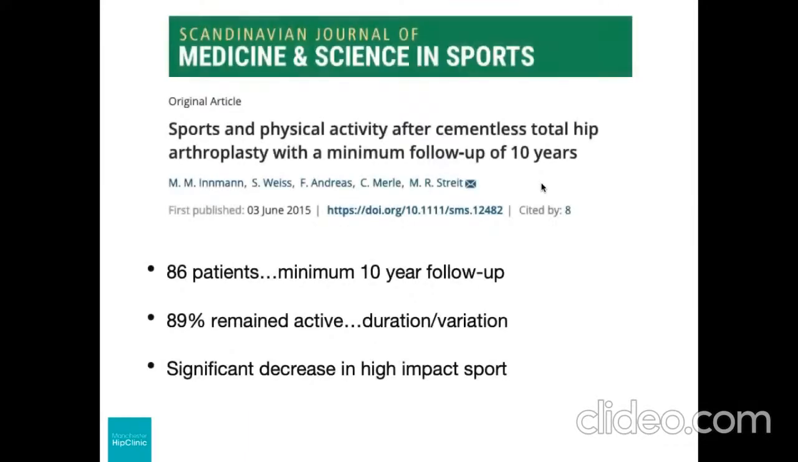And then finally, this is a small group, 86 patients, but they followed them for a long time, a 10-year follow-up, and nearly 90% remained active. But there was a really obvious decrease in the type of activities they were doing. They weren't playing high-impact sport, they weren't running, they weren't playing tennis or squash or badminton, and they were restricting themselves to much more low-impact stuff.